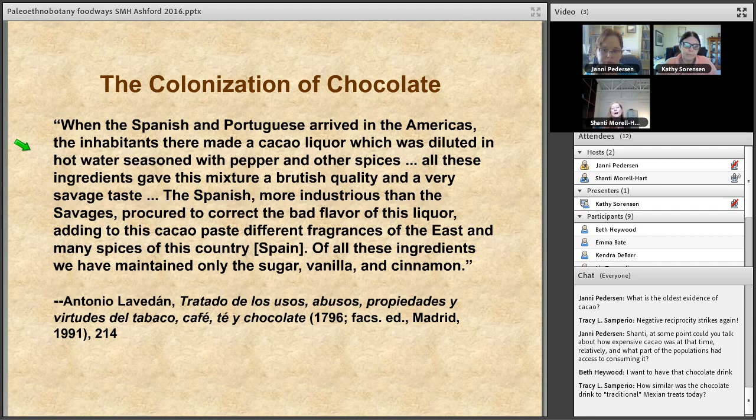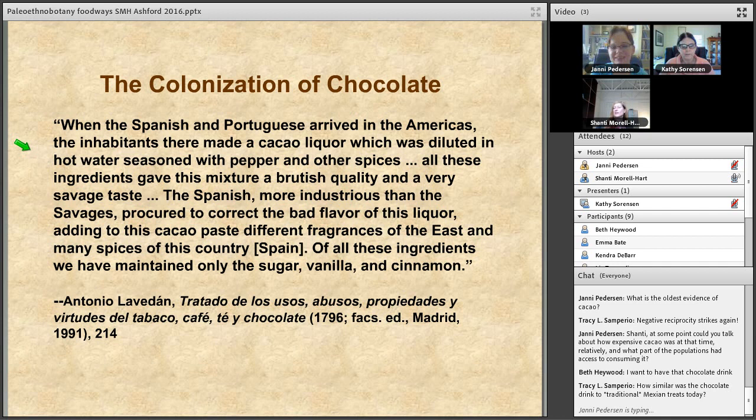So you've got this description where he says, when the Spanish and the Portuguese arrived in the Americas, the inhabitants there made a cacao liqueur which was diluted in hot water, seasoned with pepper and other spices, and all these ingredients gave this mixture a brutish quality, as he puts it, and a very savage taste. The Spanish, more industrious than the savages, as he puts it, procured to correct the bad flavor of this liquor. They added to this cacao paste different fragrances of the East and many spices of Spain. Of all these ingredients, we've maintained only the sugar, vanilla, and cinnamon.